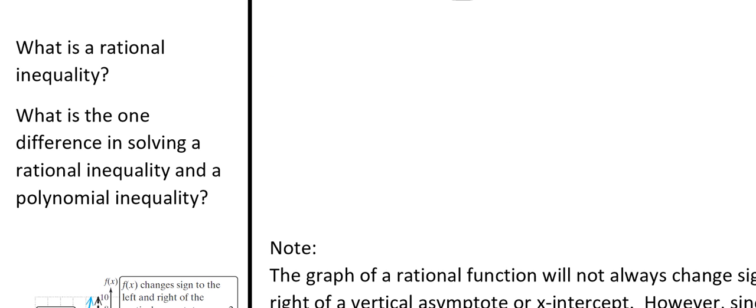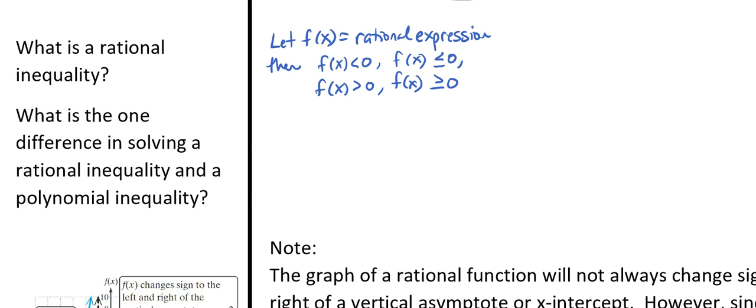In this video, we're going to be talking about the definition of a rational inequality and then also how to solve a rational inequality graphically. Now, a rational inequality is when we have f of x equaling a rational expression, and then we set that less than 0 or less than or equal to 0, greater than 0 or greater than or equal to 0. And as a quick refresher, remember that a rational expression would be when we have like a p of x divided by a q of x.